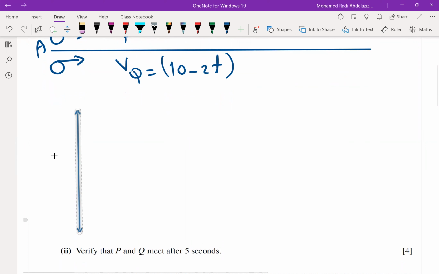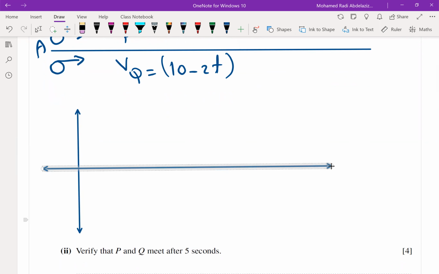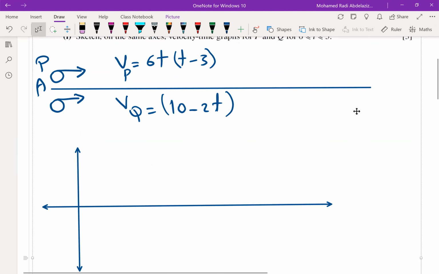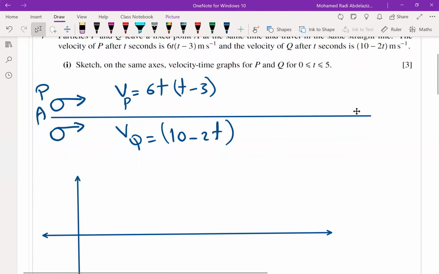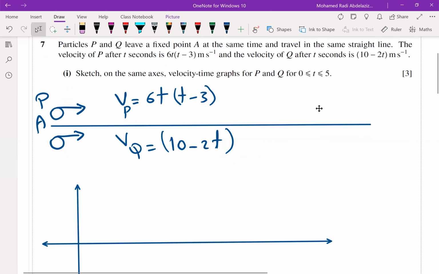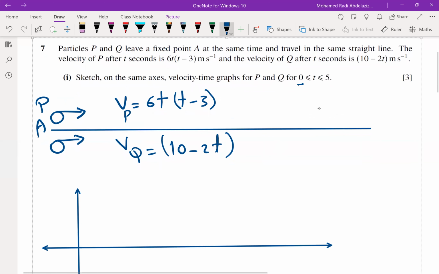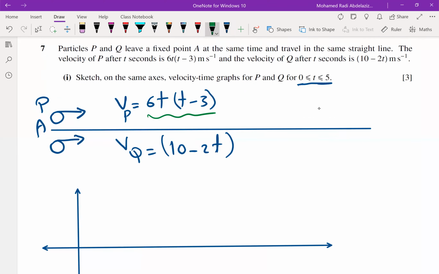You have to show that the first is quadratic. It's better to identify the turning point, the intersection with the x-axis, and the intersection with the y-axis, and he asked to sketch from 0 to 5. So the start point is 0 and the end is 5. For this quadratic function, you can find the turning point by completing the square, or by differentiation and equating with 0. I will use the differentiation method.